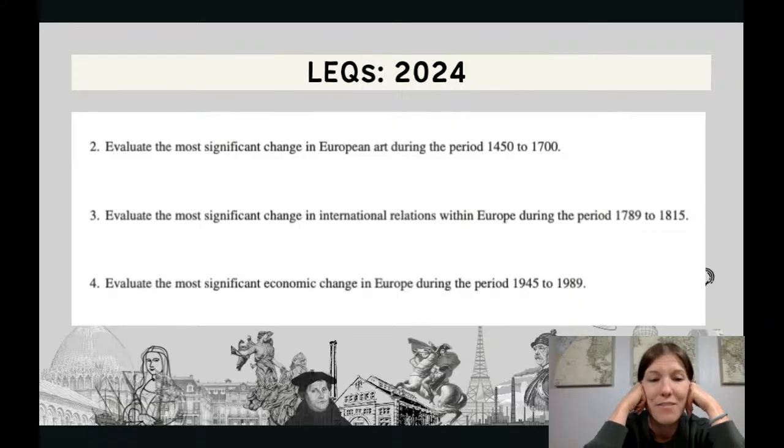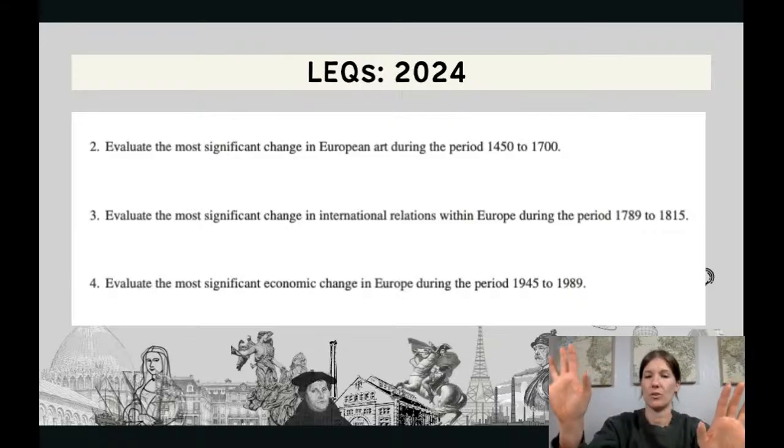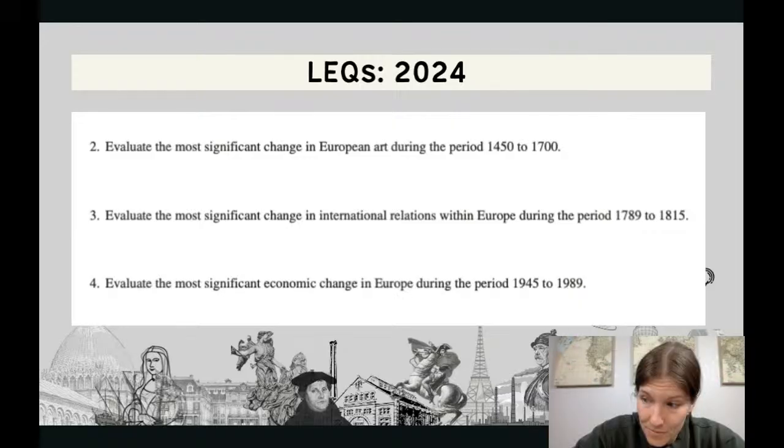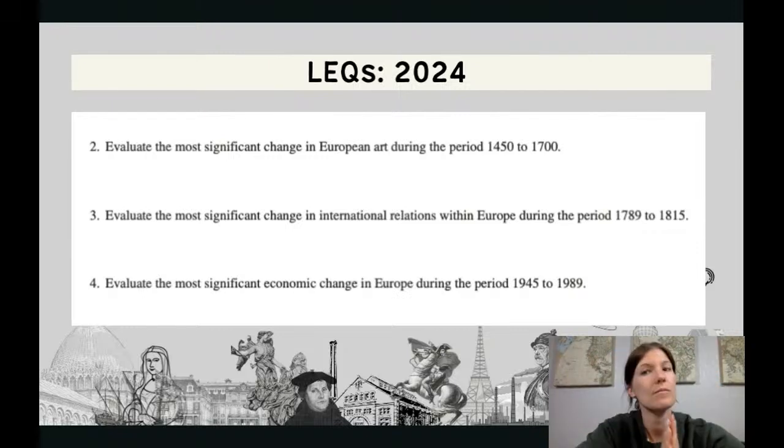Or evaluate the most significant economic change in Europe during the period 1945 to 1989. So this could talk about the rise of consumerism. You could talk about the Marshall Plan. You could talk about essentially all of the economic ideologies in the Cold War, in the West versus the East. And also talking about the West versus the East in your answer to this question could get you that complexity point as well.